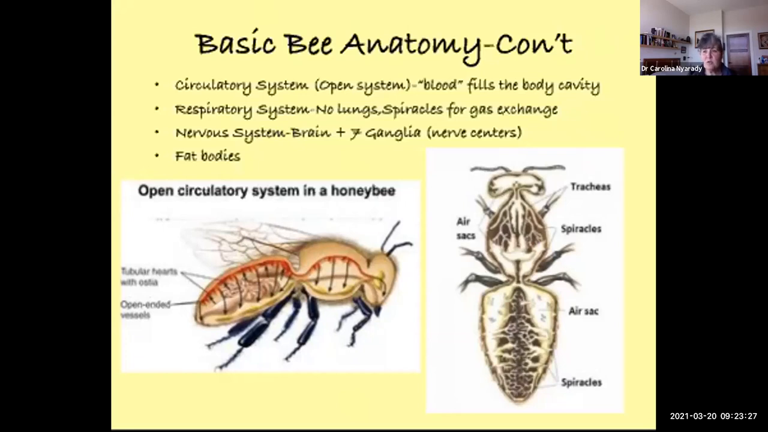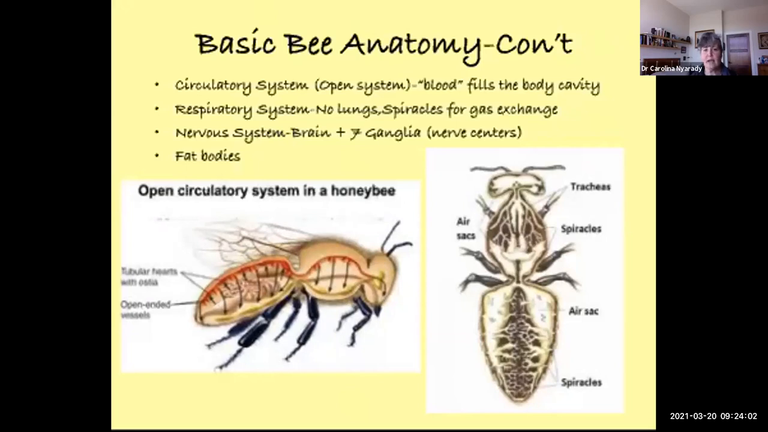They also have a respiratory system. They don't have any lungs, but they do have air sacs and trachea and spiracles, which are tubes that assist in doing air exchange from the outside to the inside of the bee. And in order to accomplish that, they of course have openings along that exoskeleton to facilitate the air exchange that happens.